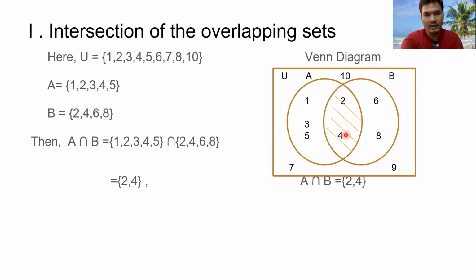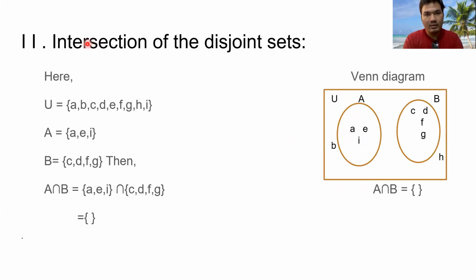Now let's move to the next slide. Here, intersection of disjoint sets. How to find the intersection of disjoint sets? Look here. The universal set is A, B, C, D, E, F, G, H, I. Set A is A, E, I, set B is C, D, F, G. Then A intersection B is the elements of A intersection the elements of B, and there is nothing common in these two sets. That's why it is the empty set. Draw a rectangular box for the universal set, with set A, A, E, I, and set B, C, D, F, G.